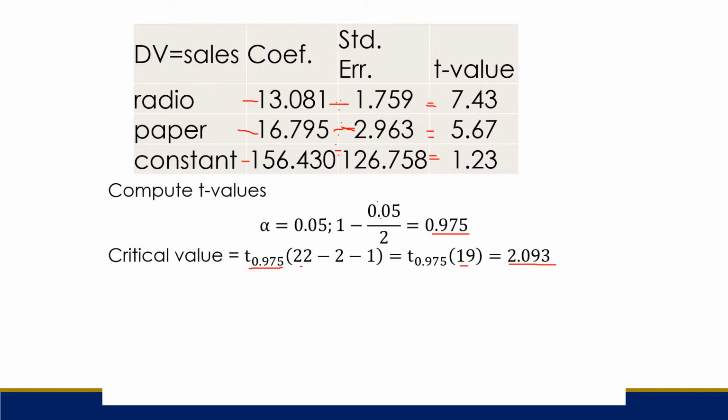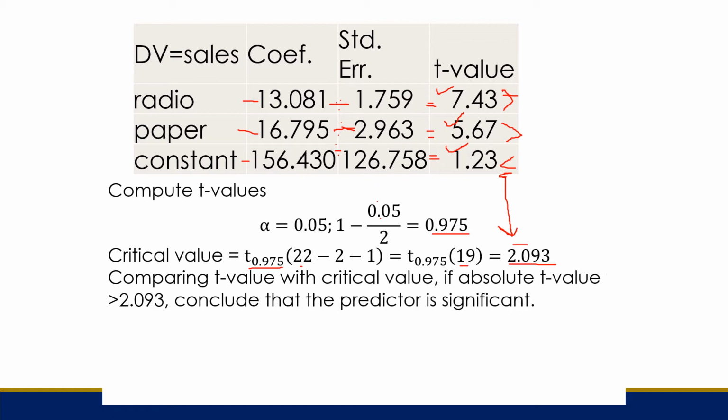It's going to be 2.093. Then we can now compare. For each of these values, we compare with this value here. So if we compare, we will see that in this case, the radio is greater than 2.09. This is greater than 2.09, but this one is less. So that means the radio is significant in predicting sales, and newspaper expenditure is significant in predicting sales, but the constant is not significant because it is less than this value here.